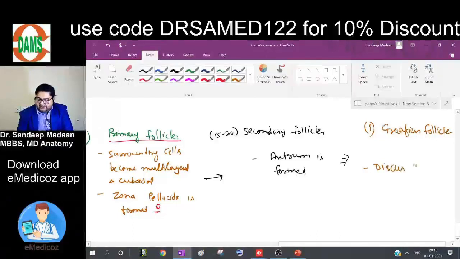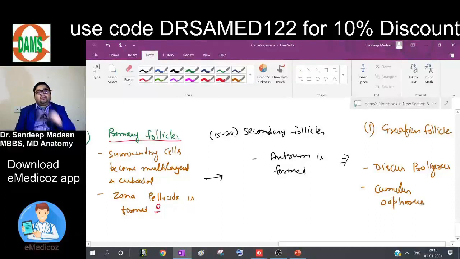One is discus proligerus. What is discus proligerus? It is the disc-like site of attachment. And second thing is cumulus oophorus. What is cumulus oophorus? These are the collection of small cells which are still surrounding the oocyte, which will eventually be converted into the corona radiata. Is that okay? Yes. Now from the Graafian follicle, the oocyte will be released.